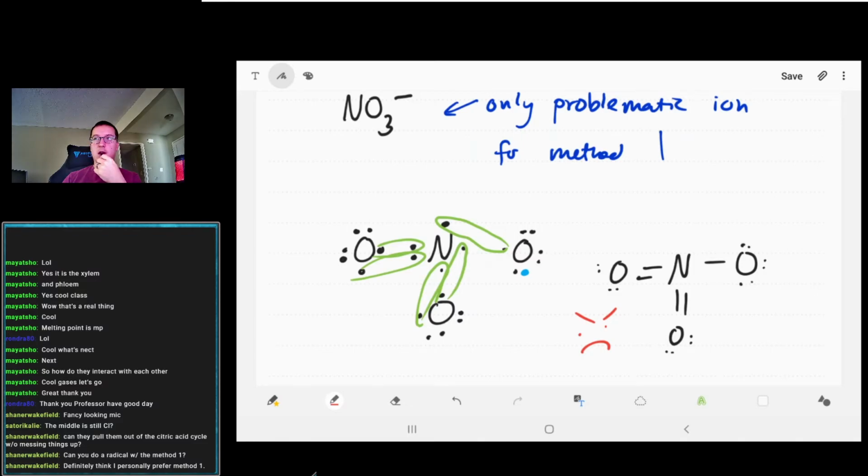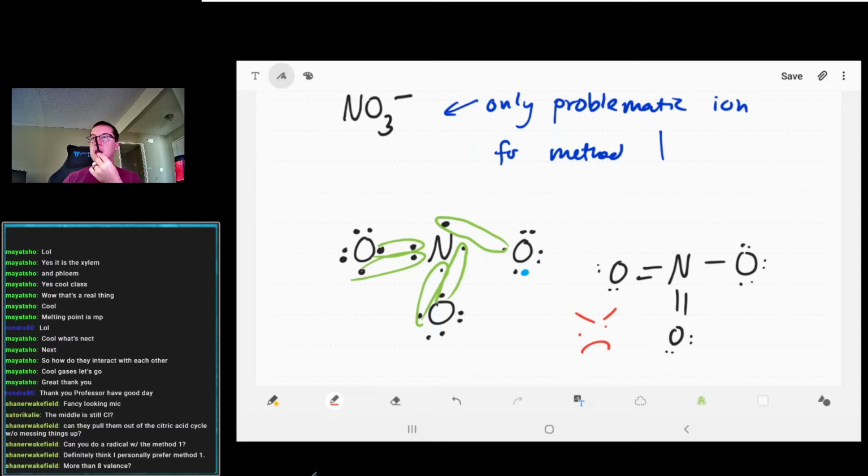What is not allowed with this Lewis structure? Where is nitrogen on the periodic table? Yeah, nitrogen cannot have more than 8. It is in period 2 only. It does not have a d orbital to throw things in. And it's also really small.